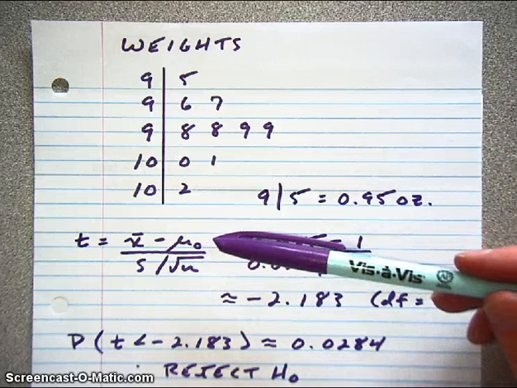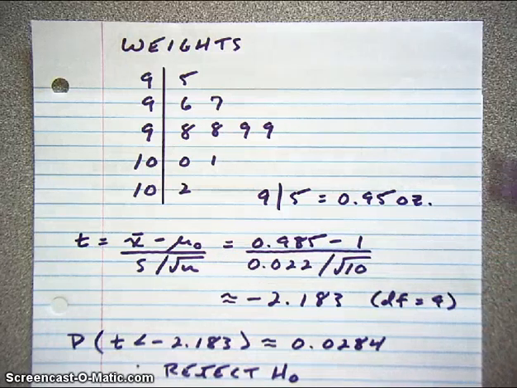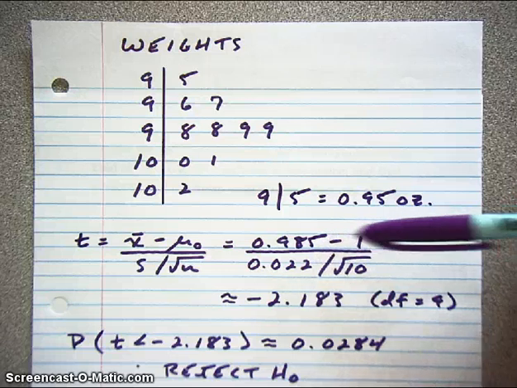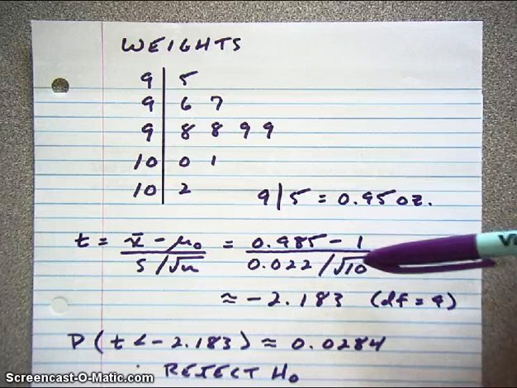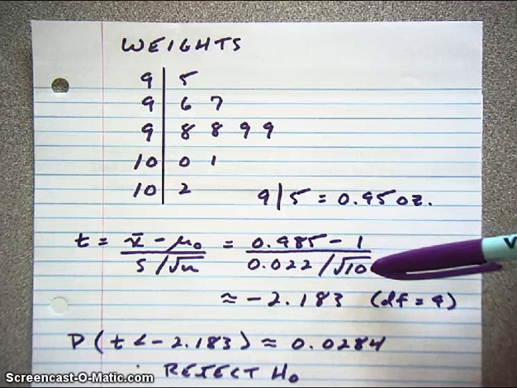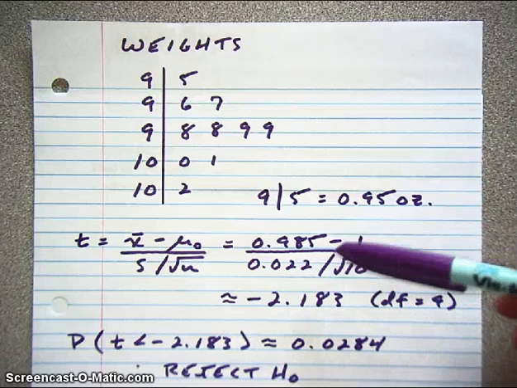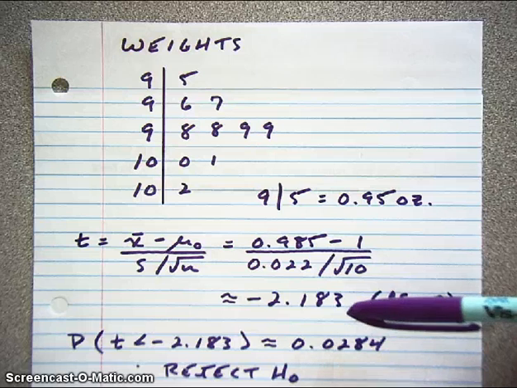The t statistic again is x bar minus mu naught over S over the square root of n. I calculated using one variable stats that the mean x bar is 0.985 and the sample standard deviation is 0.022. We know that the sample size is 10. This statistic has 10 minus 1, or 9, degrees of freedom, and when you simplify it, it works out to be negative 2.183.